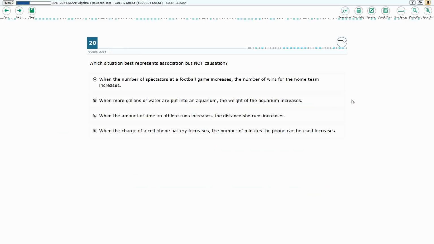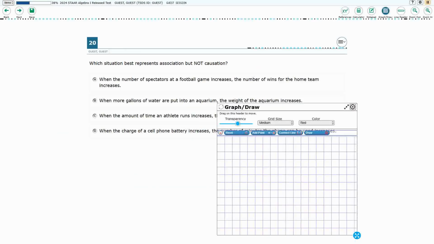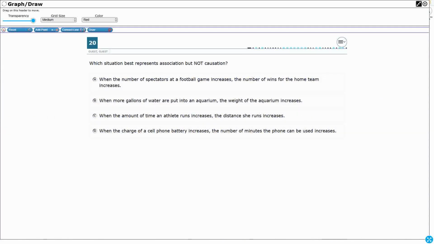For number 20, we are looking at association and causation. This is standard 8.4b. We're using our reasoning skills. We're not necessarily calculating anything here. We need to find a situation that best represents association but not causation, right? So this is not going to be helpful unless we know the difference between the two.